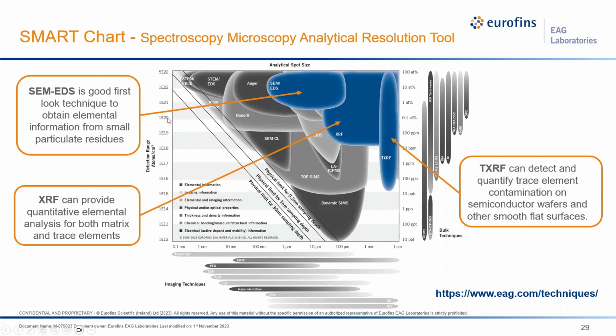Specifically with SEM EDS, we like to look at this as a good first look technique. And with this, we're able to obtain elemental information specifically and most often for small particulate residues. Now, when we move on to XRF, this will allow us to provide quantitative elemental analysis for both matrix and trace elements. And then specifically when talking about TXRF, we can detect and quantify trace element contamination on semiconductor wafers and other smooth, flat surfaces.